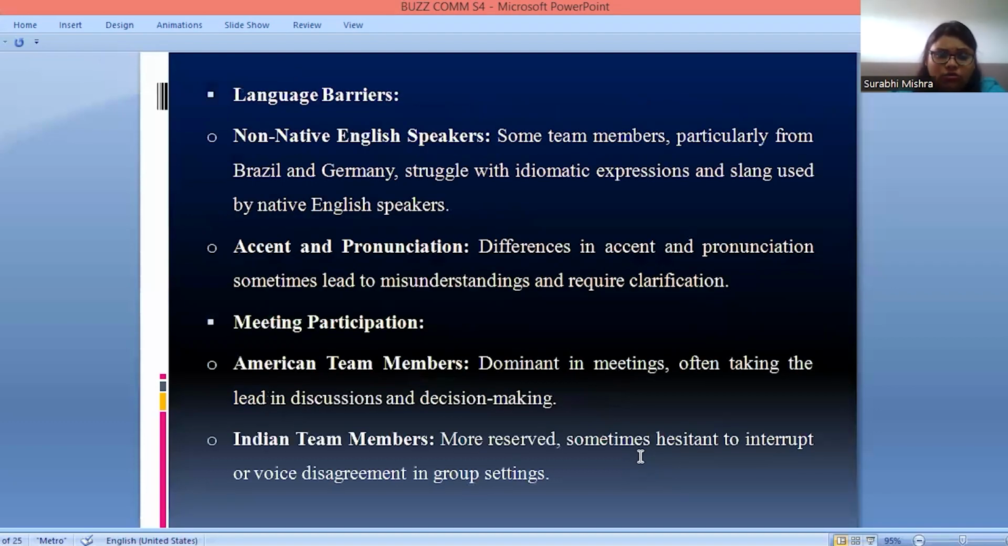Coming to the next scenario, there was a language barrier. Obviously, the people are from diverse backgrounds, so there might be a language barrier. Non-native English speakers were there.